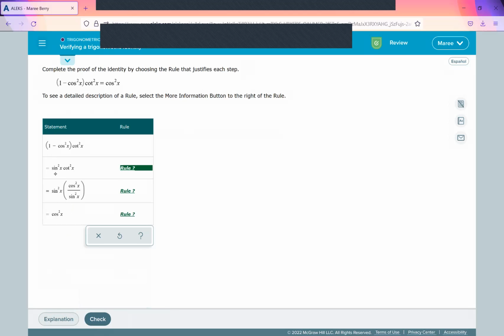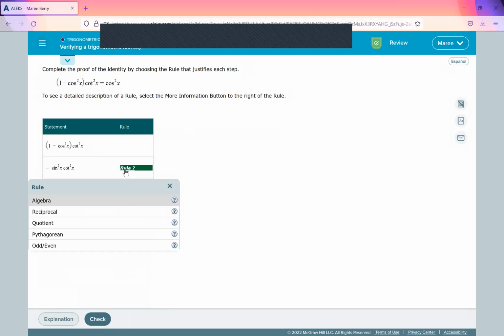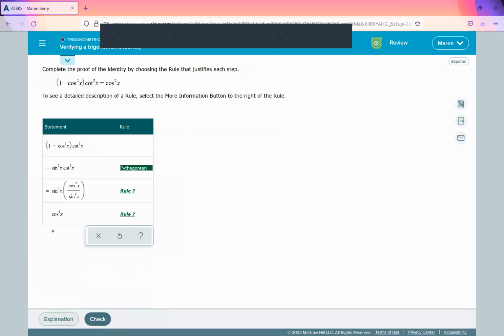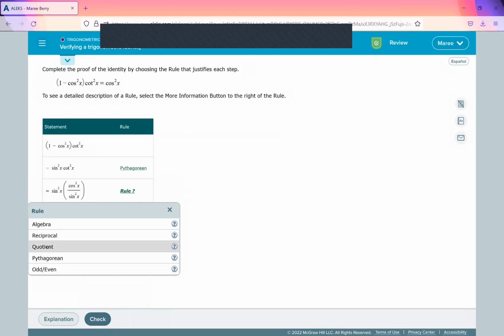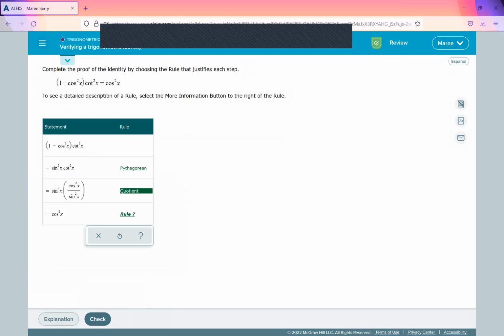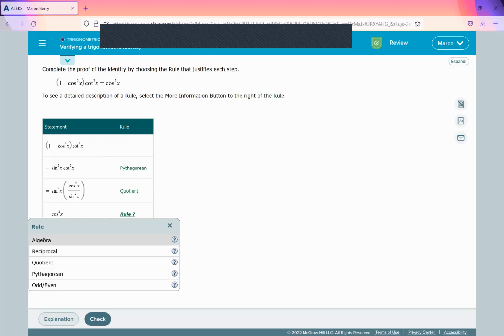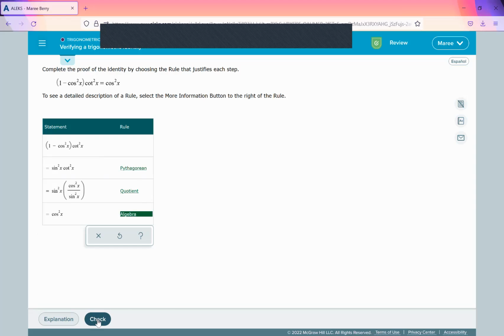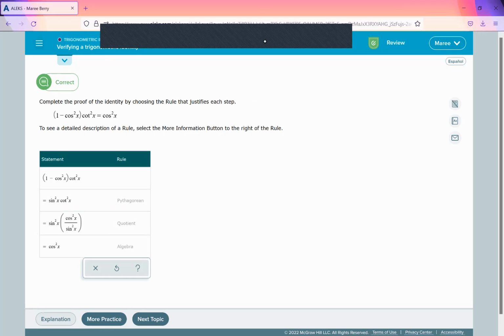So they have what's given. What changed is they went from 1 minus the cos squared to sine squared. That's Pythagorean. They changed the cotangent to a ratio. So that's the quotient identity. And here they just did algebra. They canceled the sine squared. And that's the end of the lesson.